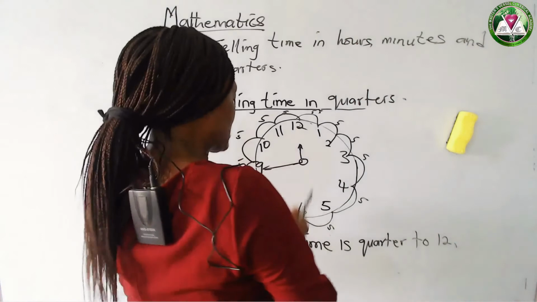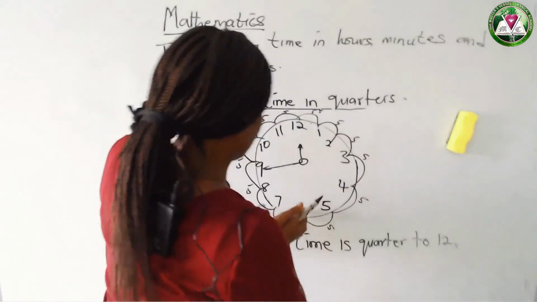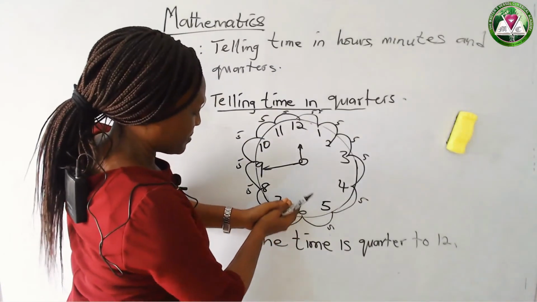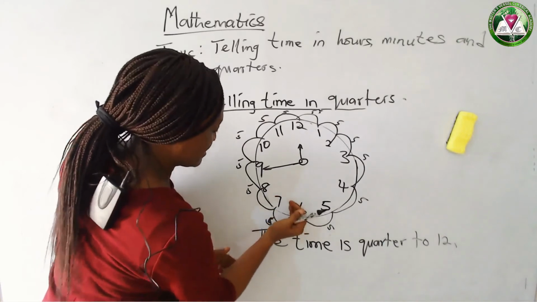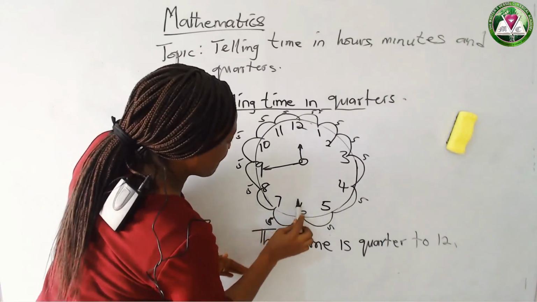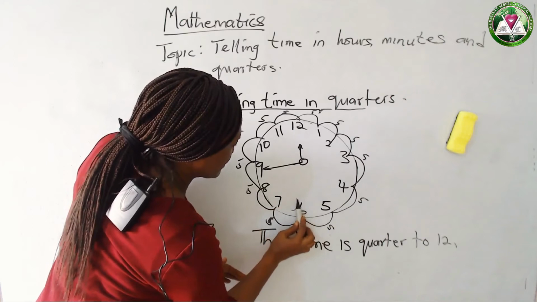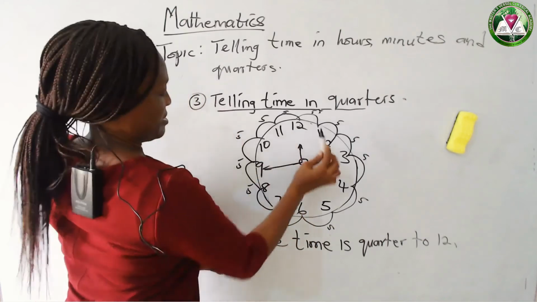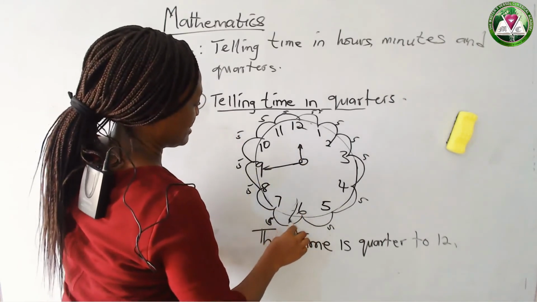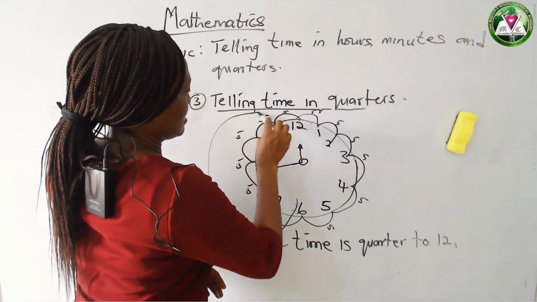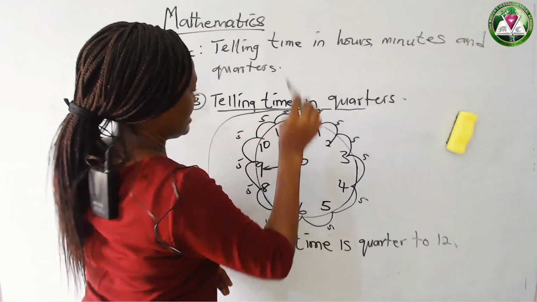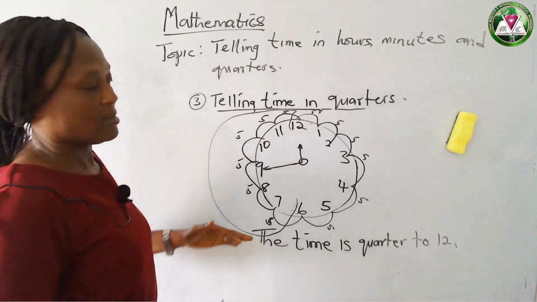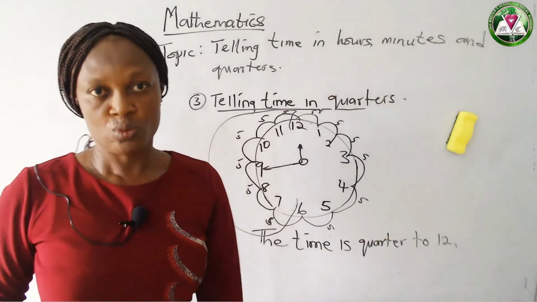Then this quarter to starts from 6. It starts from here, from after this 6. Anything from this side to this side is quarter to.